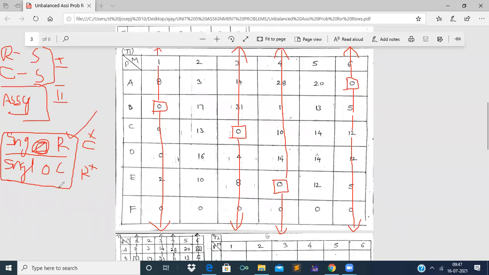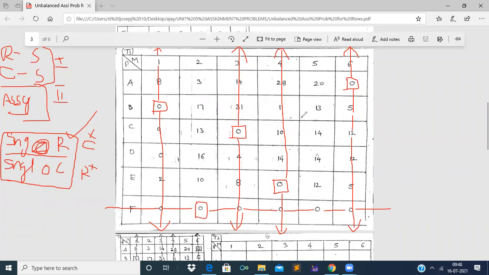Now let us proceed for single zero column search. Now first column is underlined. Therefore we proceed for second column. If we observe carefully, the cost of second column is 3, 17, 13, 16, 10, 0. Therefore second column is a single zero column. As we are searching for single zero column, we have to strike off the row. We have to strike off this row.